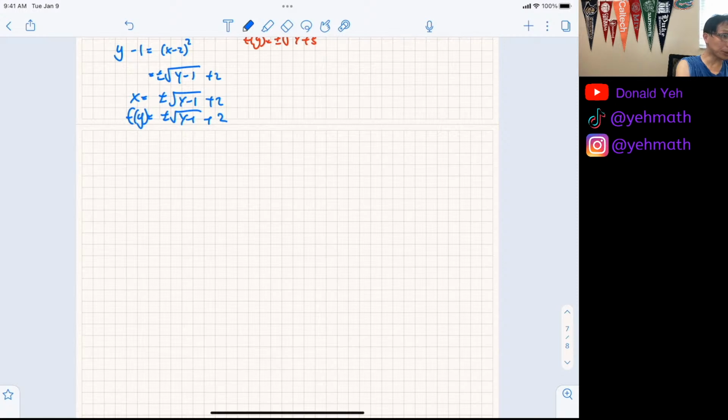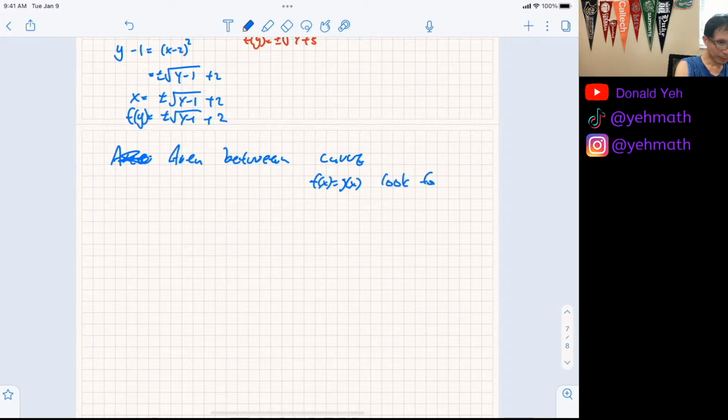One more thing I wanted to do is area between the curve. So area between the curve is between two functions, right? It's always good to find intersection because the intersection tells you where the boundary is. Usually for area between the curve, you want to set f of x equal to g of x to look for intersections. And sometimes you might have more than one intersection. That means you have more than one area between the curve.